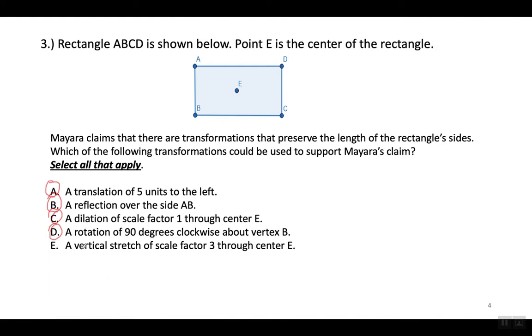All right, letter E, a vertical stretch of scale factor 3 through center E. Now this is a dilation where you're multiplying by a scale factor of 3 all the y coordinates. Whatever, it doesn't really matter whether it's the x or the y. All you got to pay attention to is that it says that you're stretching the figure by a scale factor of 3. That tells you that the sides are no longer going to be the same length. So that's the only one that's wrong.